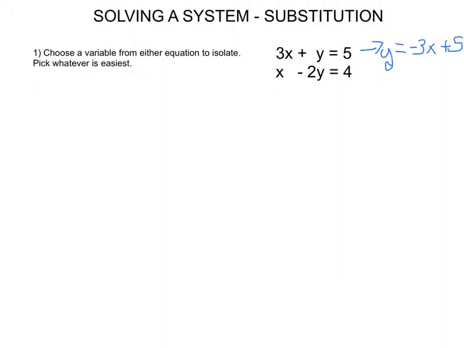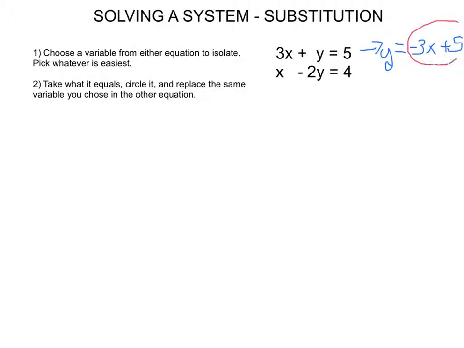That's step one. And again, we could have worked with the second equation and gotten the x by itself by adding the 2y to both sides. In the next step, we're going to take what it equals and we're going to circle it. It may sound like a silly thing to do, but I think it works. We're going to circle it here, and we're going to replace that same variable in the other equation. So here we go. We're going to draw this little arrow here to indicate that we're going to replace the y in the other equation with the negative 3x plus 5.